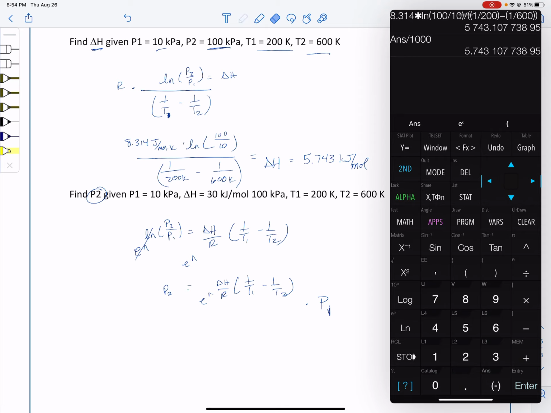All right, now I need to just plug everything in. E raised to the, and I need to have my R and my H, so either my units need to all be in joules or all in kilojoules, 8.314, and then 1 over 200 minus 1 over 600, and then the whole thing times the 10 kPa.